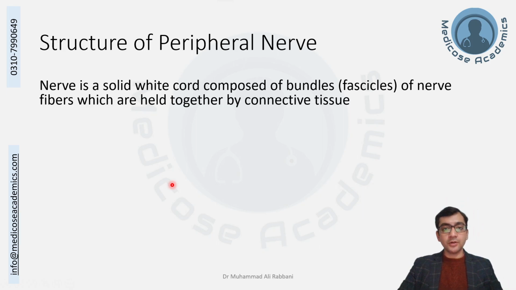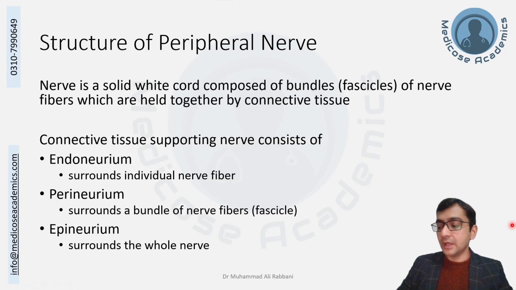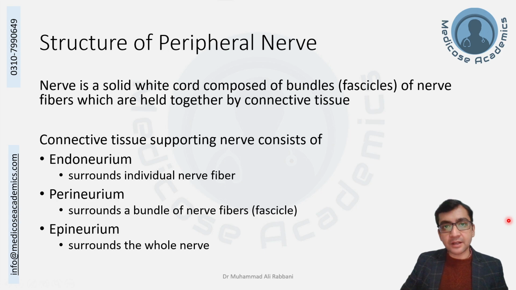Structure of the peripheral nerve. How is the peripheral nerve formed? Overall, if you cut a section, it is composed of a large number of bundles of nerves, fascicles of the nerves, which are held together by connective tissue. If you have listened to the lectures on the general anatomy of muscle, they were organized in multiple steps. The single muscle cell was surrounded by endomysium, then a bundle of fascicles was surrounded by perimysium, and the whole muscle was surrounded by epimysium.